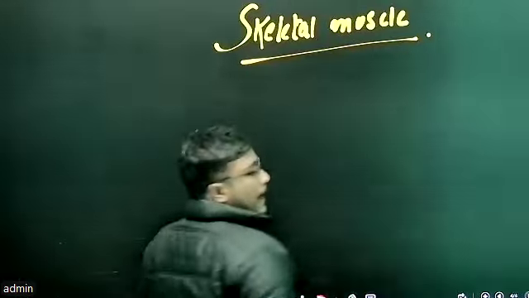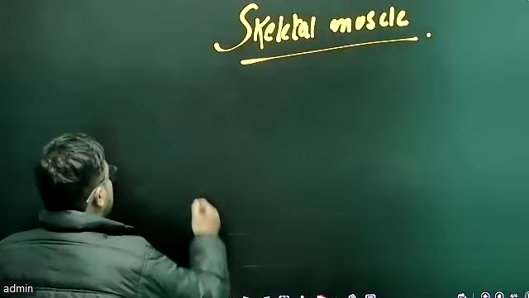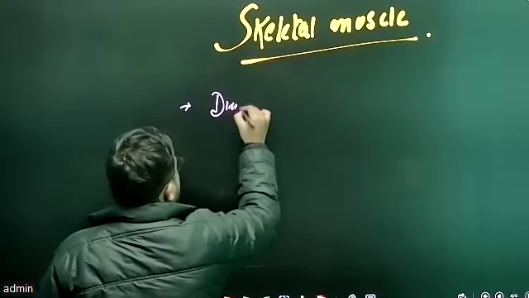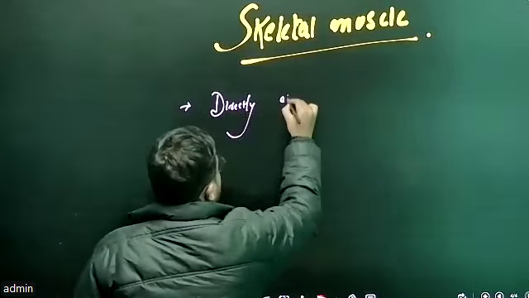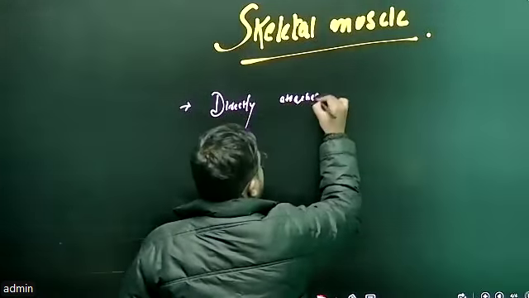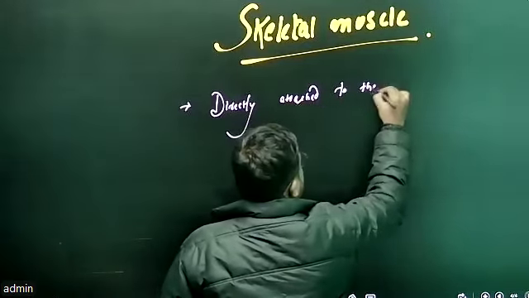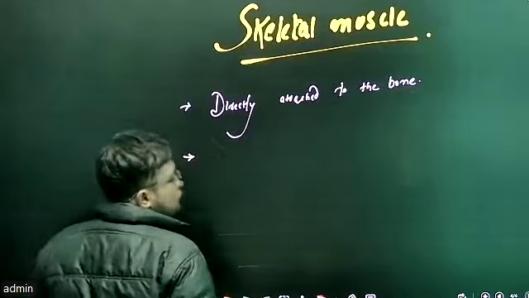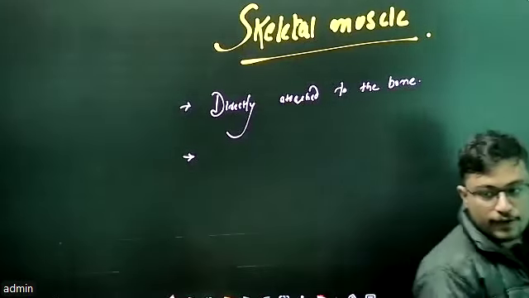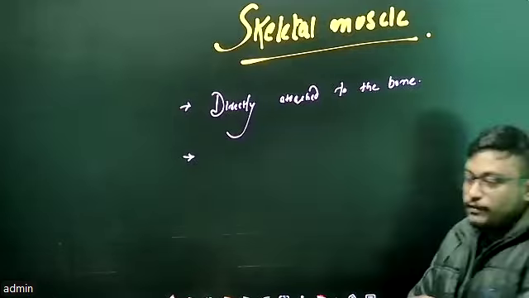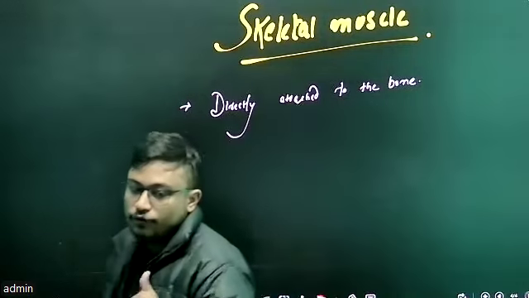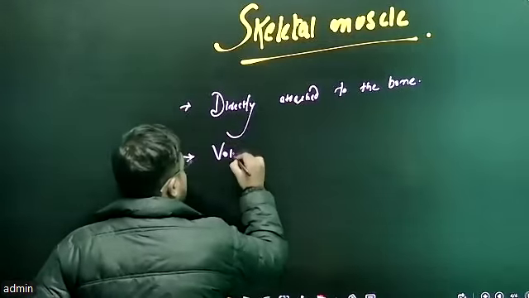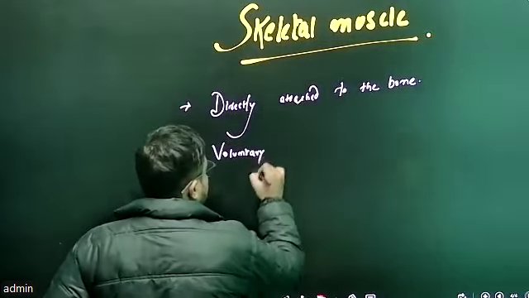First of all, as the name suggests, these muscles are directly attached to the bone. Yes or no? If a muscle remains directly attached to the bone, will it be voluntary or involuntary? It is going to be voluntary. These muscles are voluntary muscles.